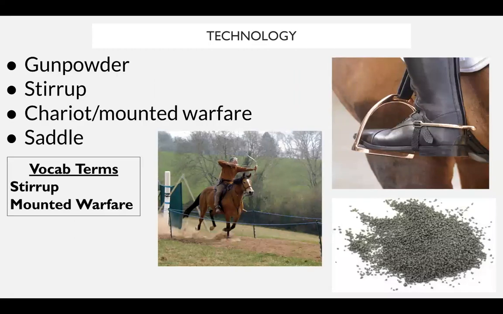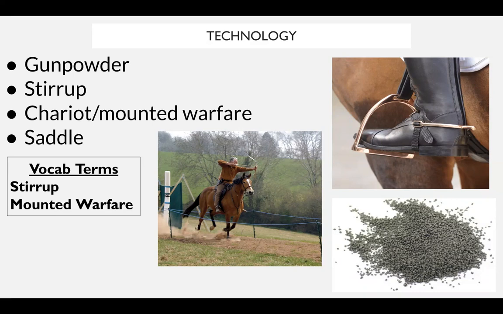But we also see technology being diffused. We see gunpowder from China making its way into Europe, making its way into the Middle East. You know, I often wonder what they called gunpowder before guns, you know?